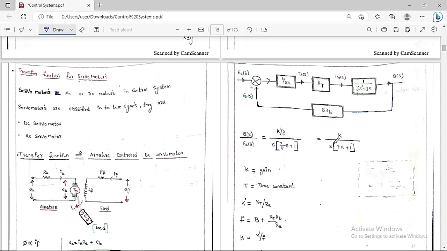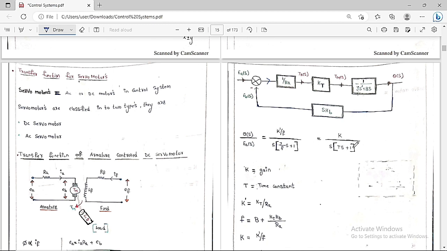So we can write K dash by f as K, and J by f I will write as tau or T. So this is the final representation of this block diagram. Theta(s) by E(s) is equal to K by s into (Ts plus 1).